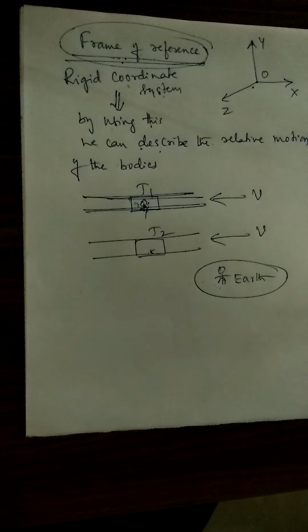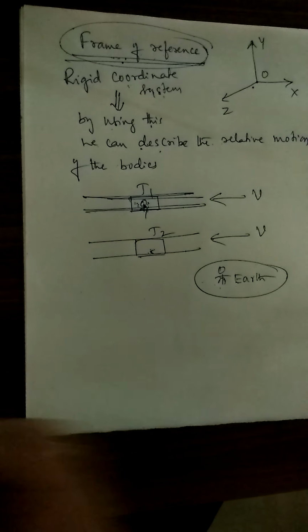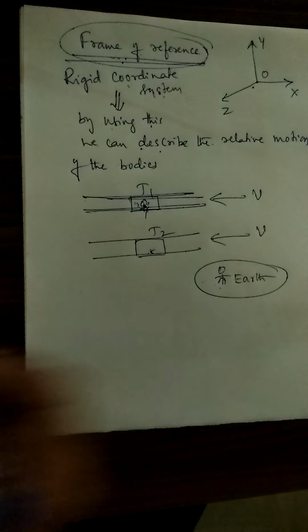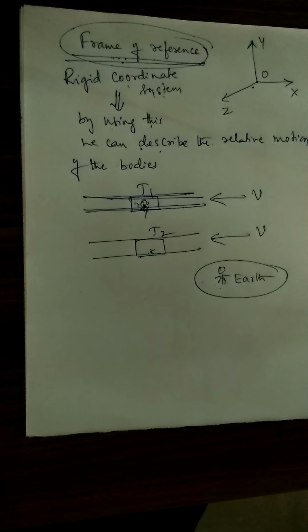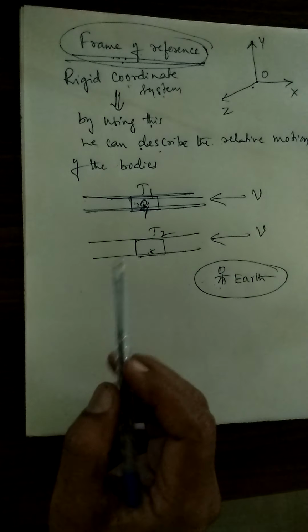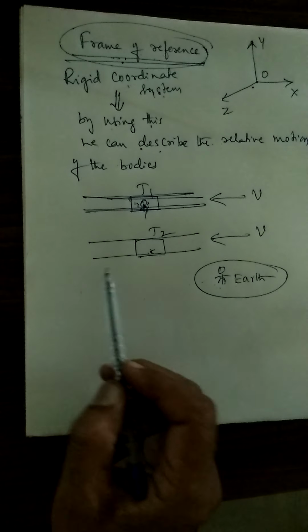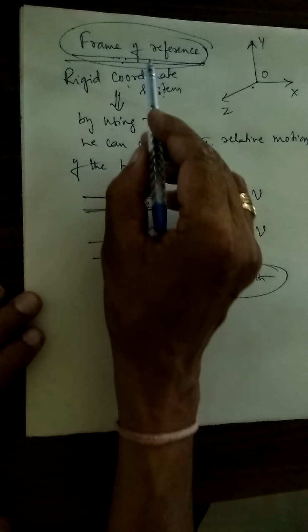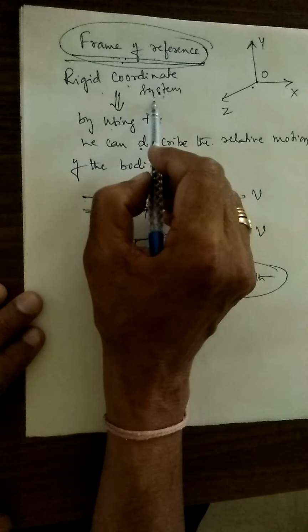Without relative velocities, even in our day-to-day life, it holds good. On some occasions it is helpful for us. Even in a cricket field or whatever sports and games, we require relative motions or relative velocities. Anyhow, a frame of reference is a rigid coordinate system.